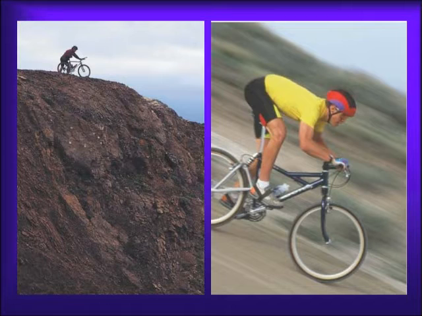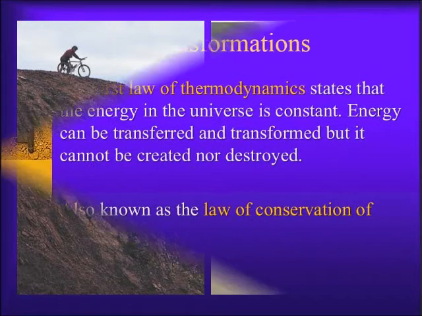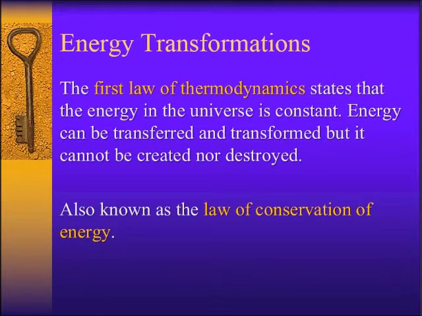The picture on the right is an example of kinetic energy. The bike racer racing down the mountain, tires spinning, is definitely energy of motion. So this brings us to the first law of thermodynamics. This states that the energy in the universe is constant.